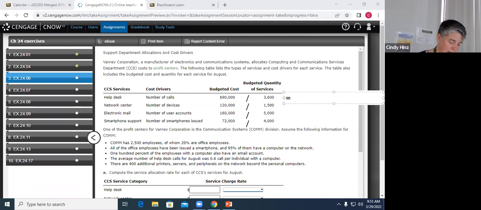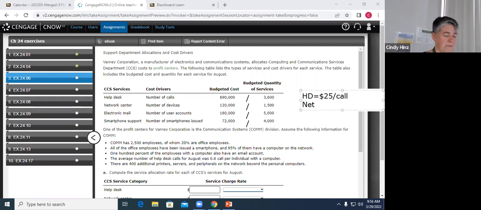And then I'm going to have to scroll down, and I'm going to hopefully be able to keep it over to the side a little bit. So for the help desk, I'm just going to abbreviate that HD because I need to be able to fit these in here and still be able to see them. For the help desk, their budgeted cost is $90,000 and they expect to have 3,600 service calls. And so the cost would be $25 per call. And so profit centers that use more help desk service are going to be allocated more of that cost.